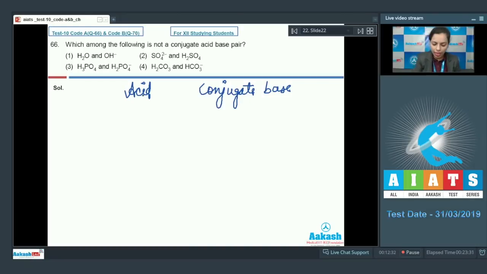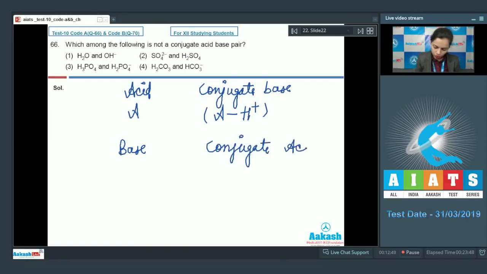So if I talk about this acid A, and if you remove a proton from this A, then you will obtain its conjugate base. Now similarly, if I talk about a base, and suppose its conjugate acid you need to find, then for the base, suppose this is B, and in that base B, if you add some proton, then it will be the conjugate acid of that base. So if I talk about H2O, H2O is here as an acid and it is losing a proton to form OH negative. It means it's conjugate base. So this is the conjugate acid base pair.